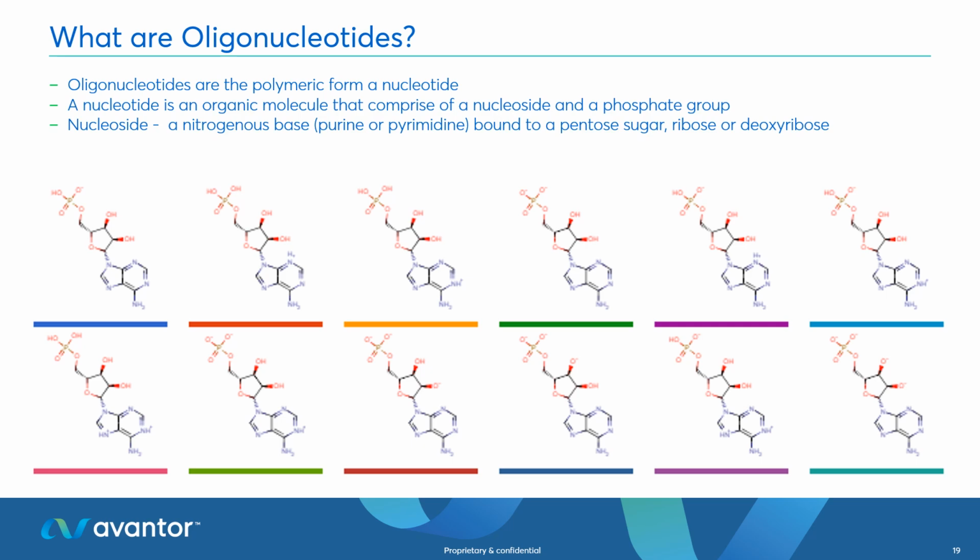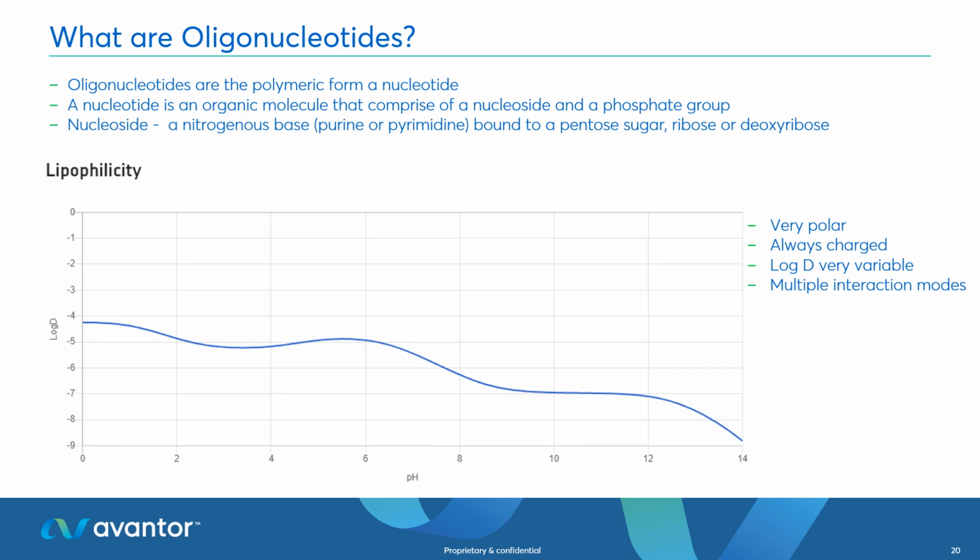So let's go back to that log D plot and have a closer investigation. I mentioned previously that the log D was -4. -4 is very, very polar. This means the chances of retention on a traditional C18 phase, a very hydrophobic phase, would be minimal. We'd have to be looking at some other form of chromatography. The compound is always going to be charged across that full pH range.